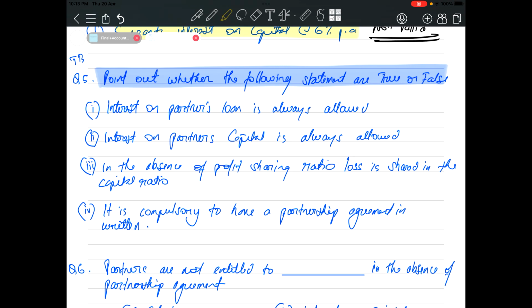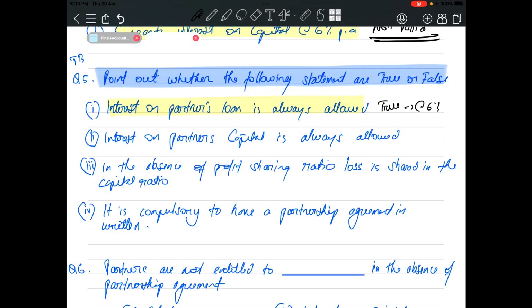So what is point number 1? Interest on partner's loan is always allowed. Is this true? Yes, it is true. If the partnership deed is silent, they will get it at the rate of 6%, and if the partnership deed has mentioned any rate, they will get that.